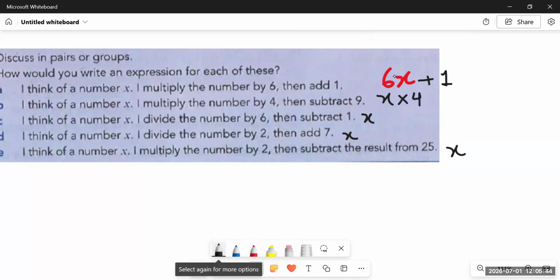Then subtract 9. So it will become minus 9. So x multiplied by 4 again would be replaced by 4x. So the new expression will be 4x minus 9.